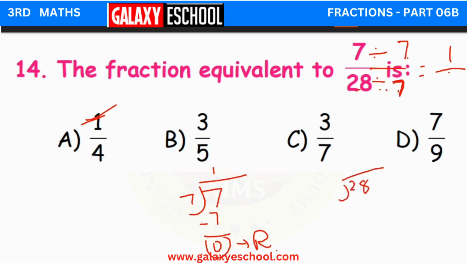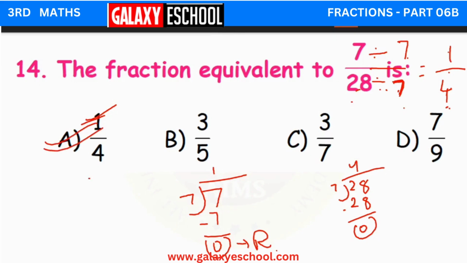28 divided by 7. We have 7 fours are 28 and when we subtract, 0 will be the remainder. So what is the answer? For 28 divided by 7, 4 is our answer. So 1 by 4 becomes our equivalent fraction. Option A is the correct answer.